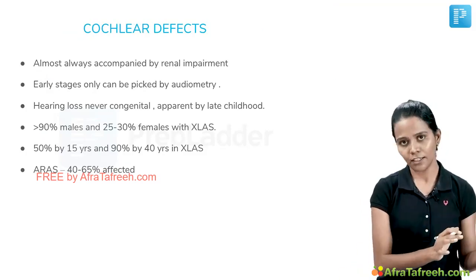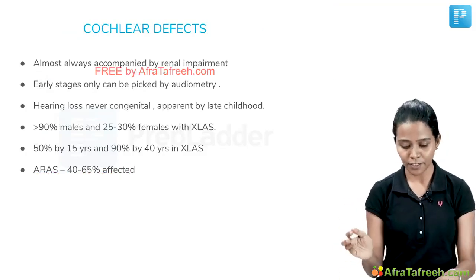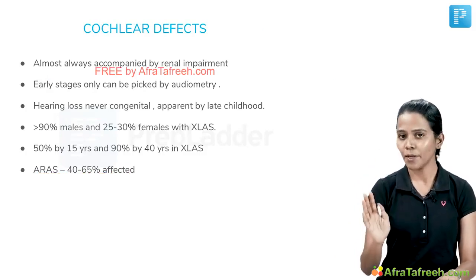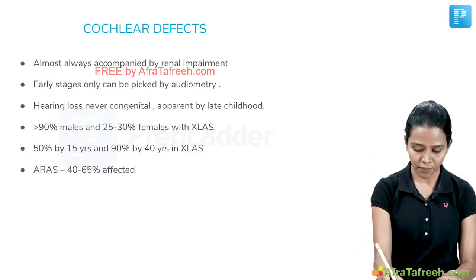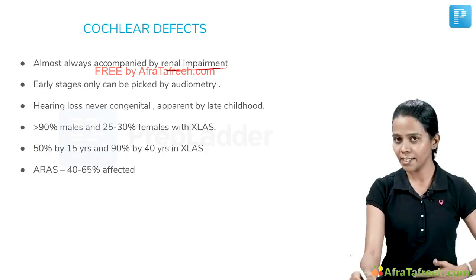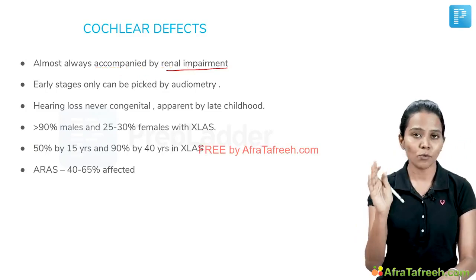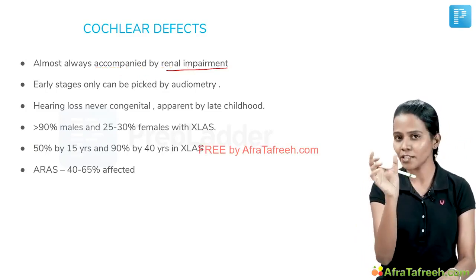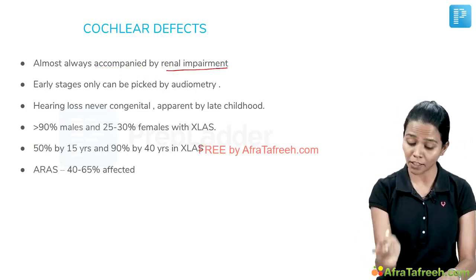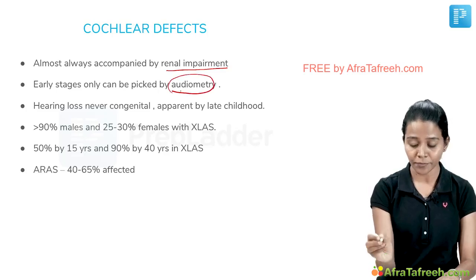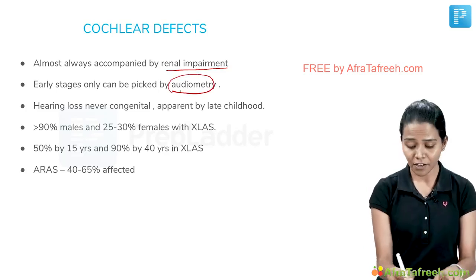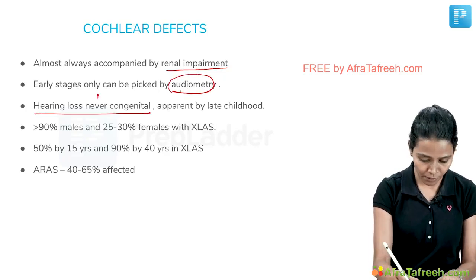Now, these are the renal defects. Now, coming to the cochlear defects. Cochlear defect or hearing impairment is almost always associated with renal impairment. So, if the kidney is affected, the ear is also affected. But in early stages, there will be no hearing defect. It is at frequencies around 2000 Hz, so it can be picked up only by audiometry. And hearing loss is never congenital. It's very important to remember this point.